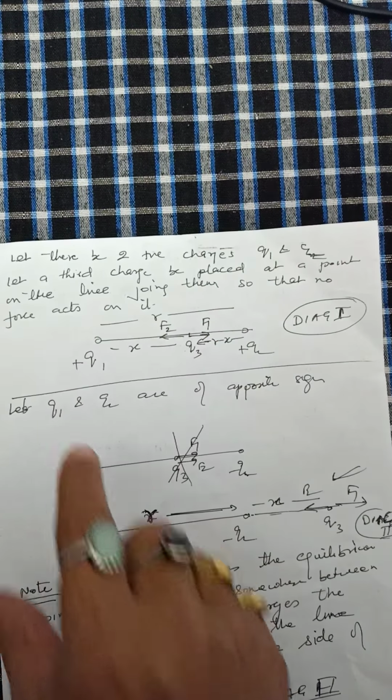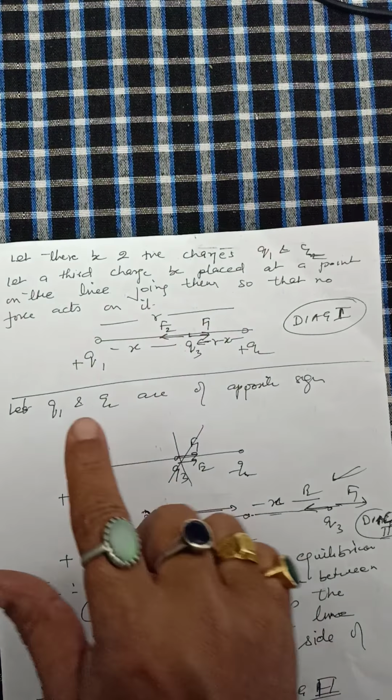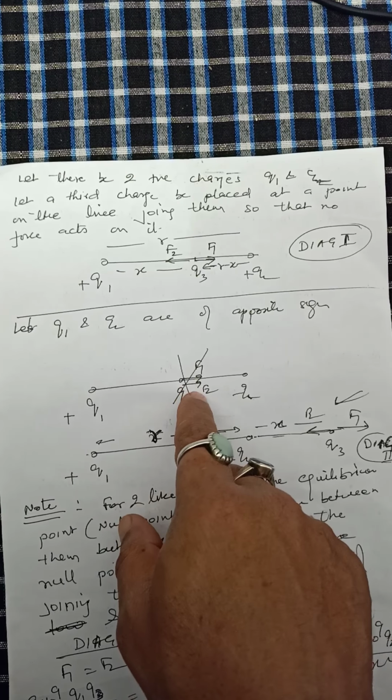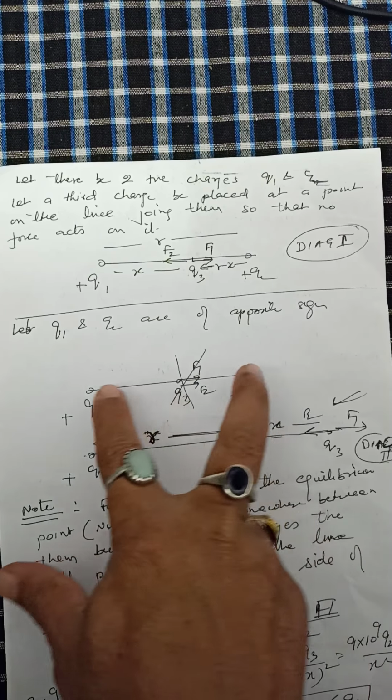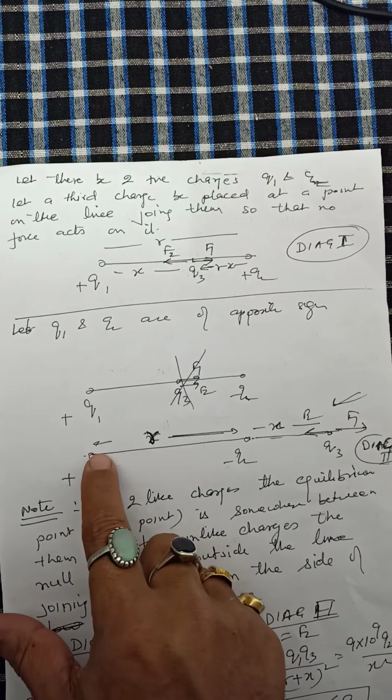But if the charges are of opposite sign, in the first diagram, there are Q1, Q2, one is positive, the other is negative, and Q3 is placed between them. Suppose Q3 is positive. Q1 will repel Q3, and Q2 from the other side will attract, since a negative charge attracts Q3. So on Q3, the two forces will be in the same direction. If the forces are in the same direction, they will not cancel each other. The forces must cancel each other, then only the net force will be zero. So we cannot place Q3 somewhere between these two. So where should Q3 be placed?